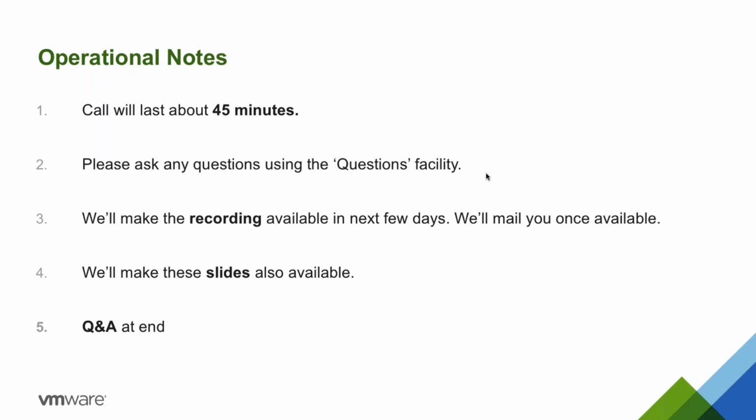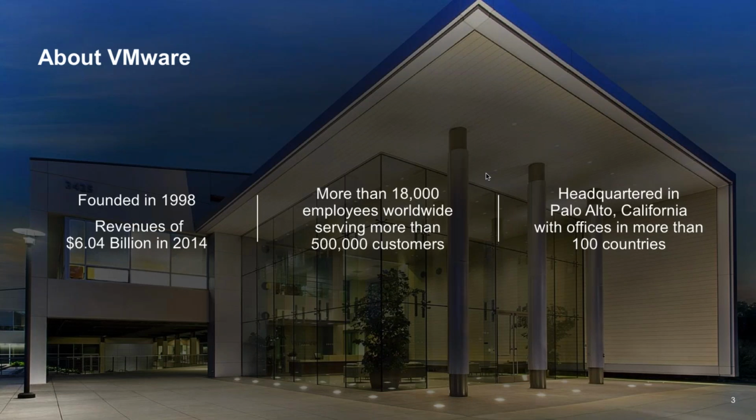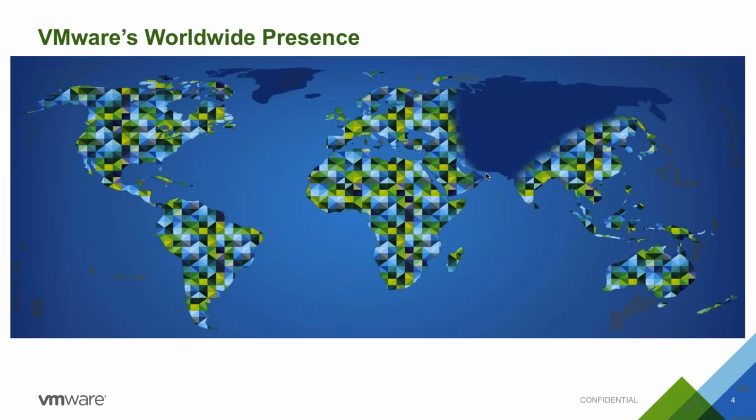Great, thanks, Fergal. As Fergal said, this is Jeff Diallo and Pete Brandano from VMware. I wanted to give you a quick overview of VMware. It was founded in 1998 and was about a $6 billion company in 2014. We're a publicly traded company. We have about 18,000 employees worldwide, 500,000 customers, headquartered in Palo Alto, California. That's a picture of our main building in Palo Alto. We're a global company. We deal with virtualization and cloud technologies.